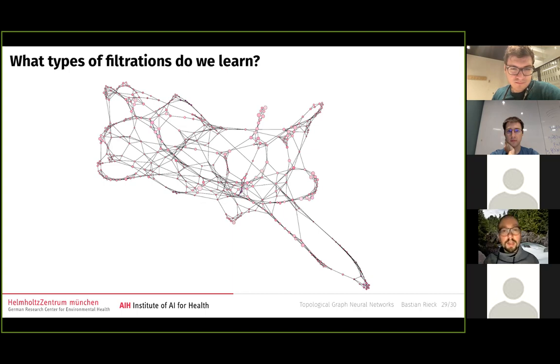So this shows at least one random example. I should stress this: this is a random example. This is not hand-picked or anything. It's just one of the graphs that we wanted to visualize in the end. This shows that we empirically appear to learn something quite different, something quite orthogonal to the overall degree-based filtration.